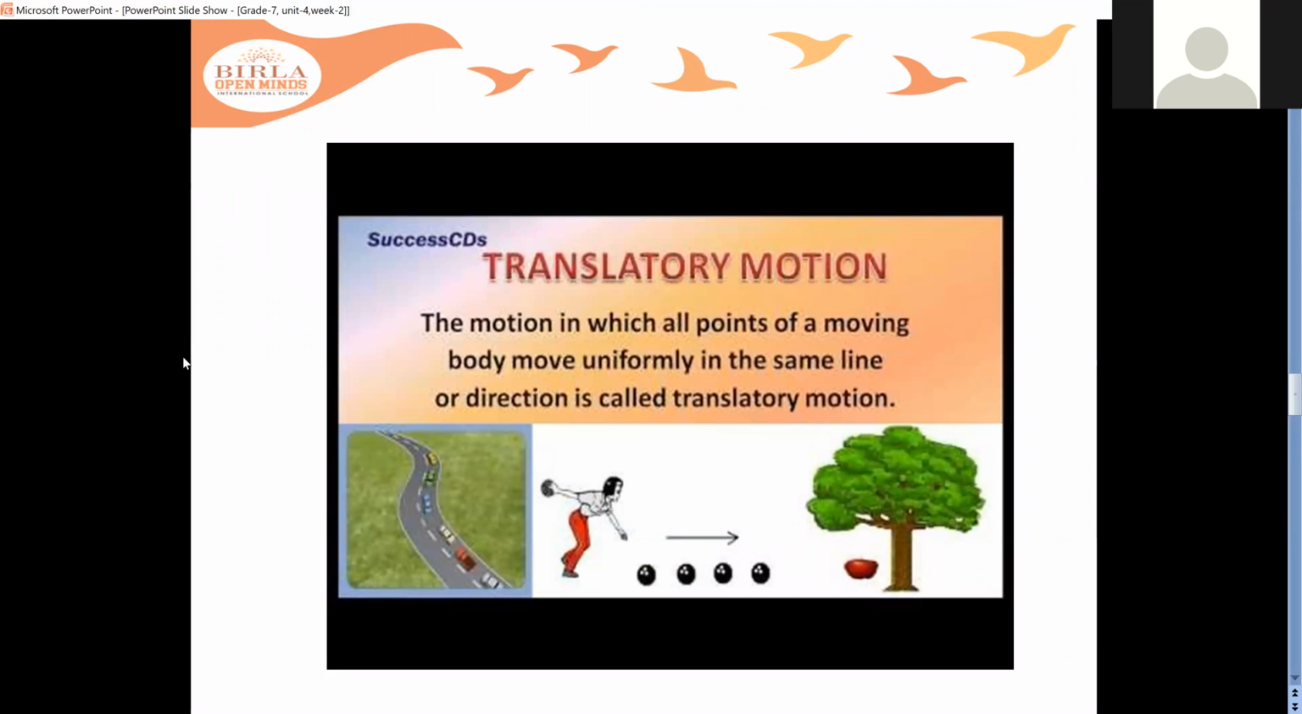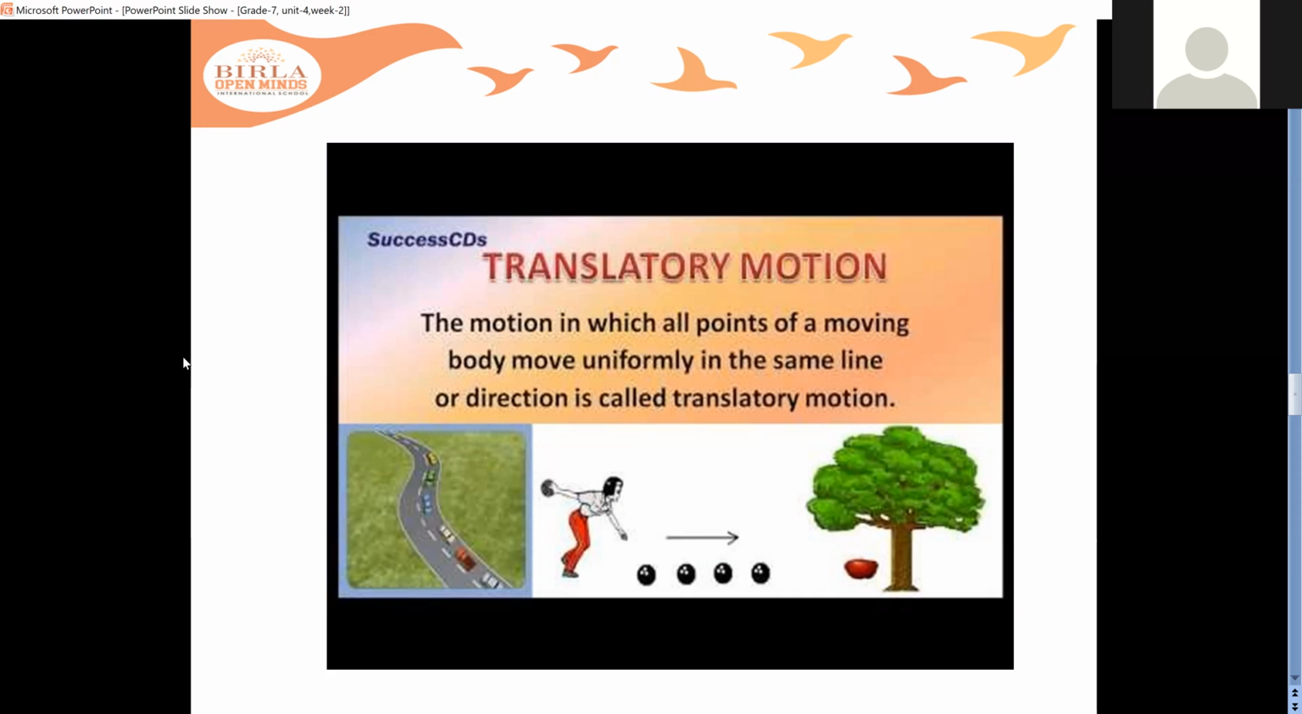So we'll discuss the translatory motion. What is translatory motion? The motion of a body is said to be translatory if the body changes its position with respect to a fixed point or its surroundings. We have discussed it in our last class. An object is said to be in translatory motion when it is moving in a straight line or when it is moving in a circulatory path.